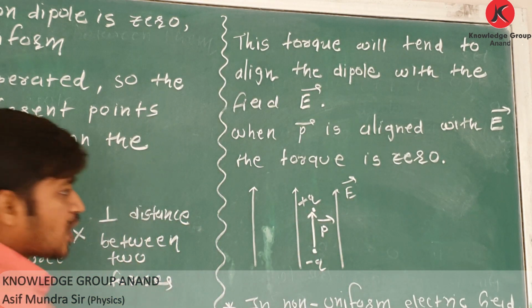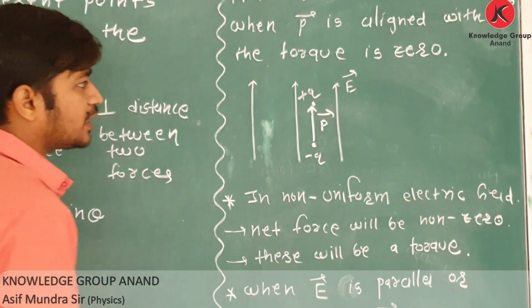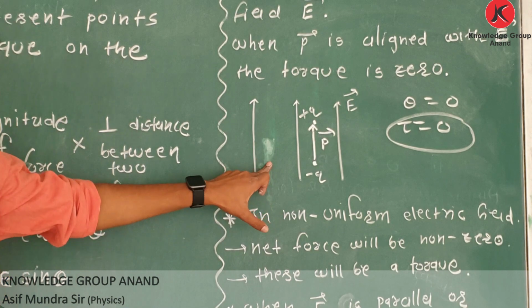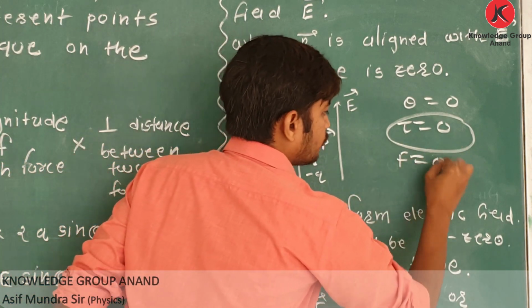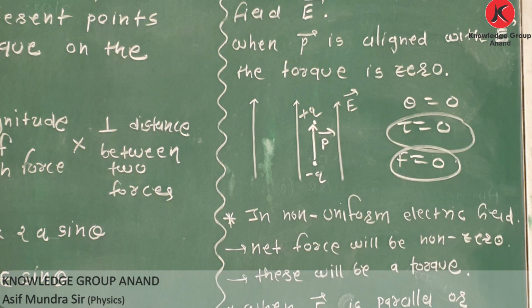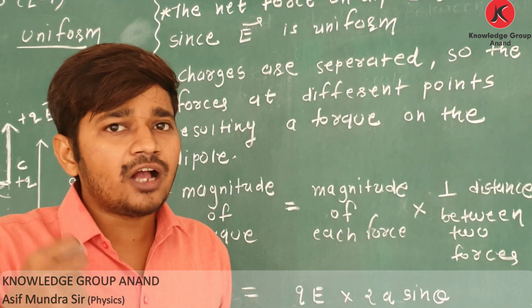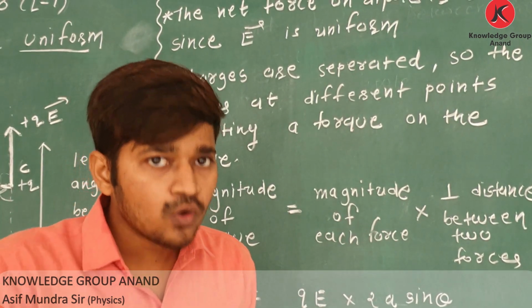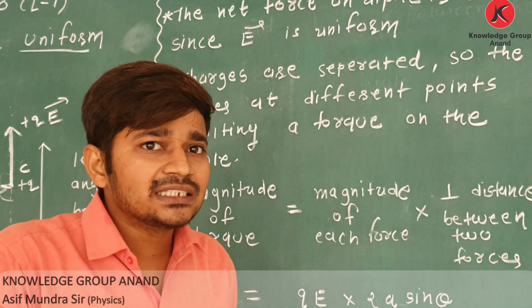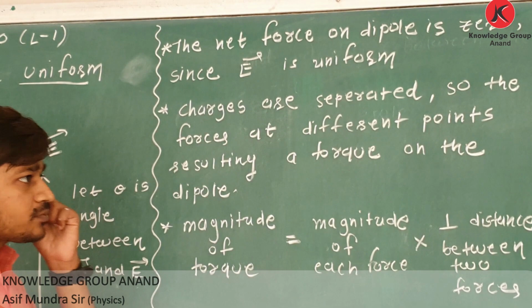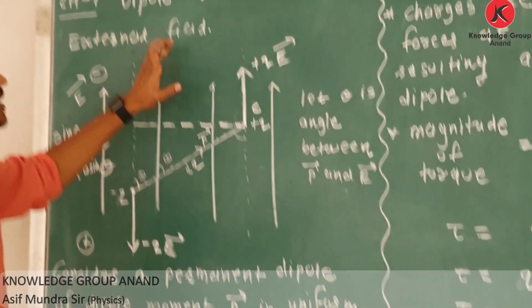When P is parallel to E, it aligns in the direction of the electric field. The angle theta between them will be zero. So in this case, torque is zero and force is zero. Remember one point: the force on a dipole in a uniform electric field, in each and every case, is zero. Torque depends on how the electric dipole is aligned in the electric field. Clear? Force is always zero. Torque depends on the angle between P and E. So this is all about when an electric dipole is placed in a uniform external field.